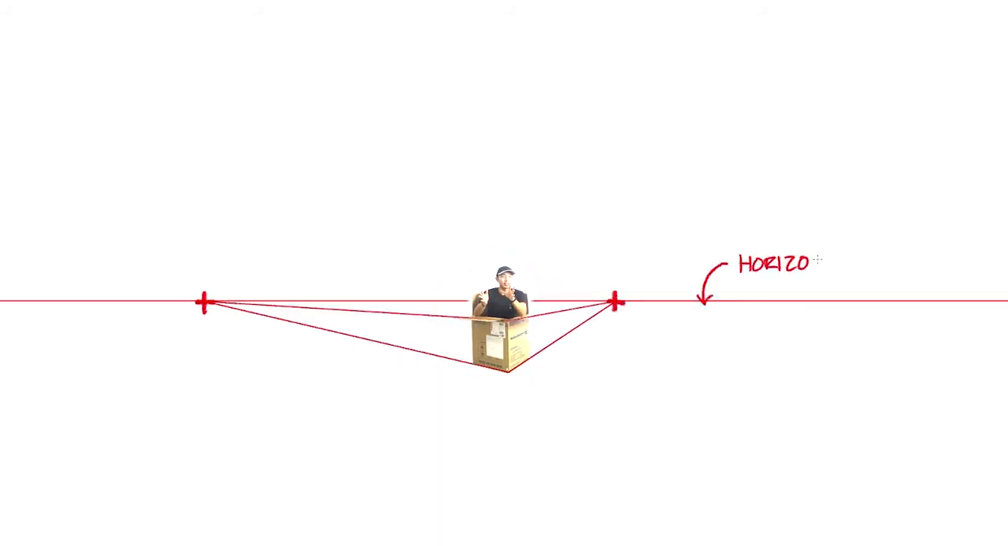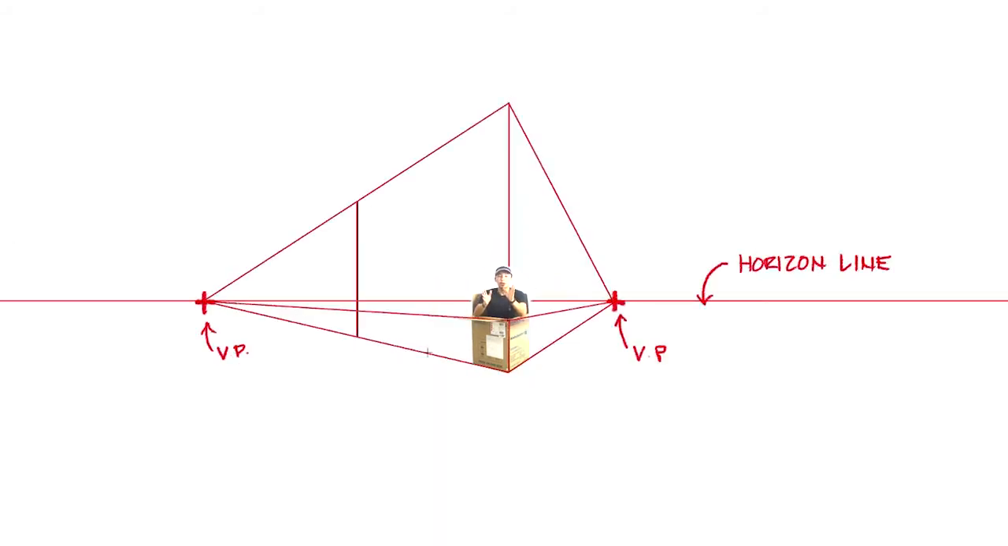Then there are the two-point perspectives. These are often used to represent exterior views of a house or structure and is characterized by having two vanishing points on opposing sides of the horizon line.